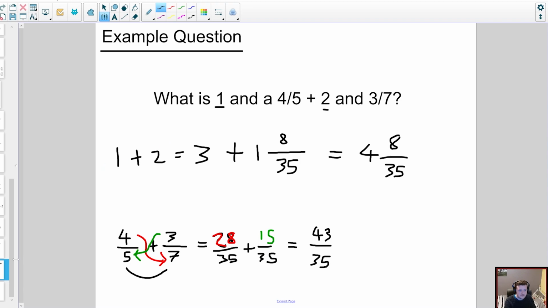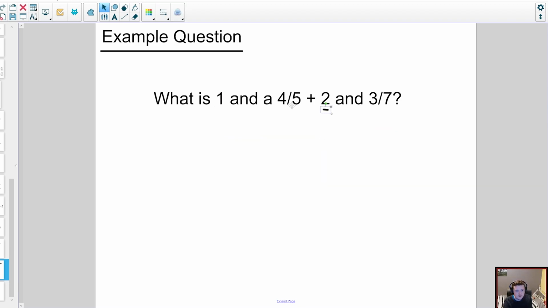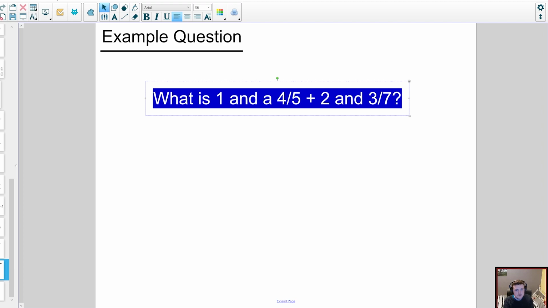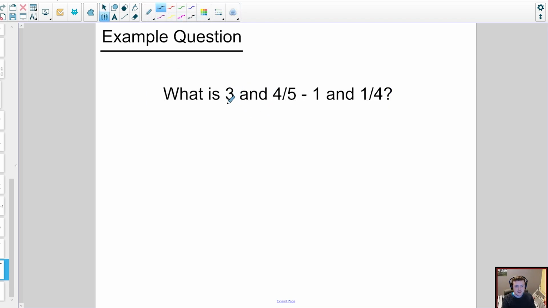Okay, now then, what about if it's a takeaway question? Because the example practice question I'm going to get you to do is the same as a takeaway one, so I want you to get really good at these first, before I throw you into the deep end and you think, what are you talking about? So let's say 3 and 4/5 take away 1 and a quarter, okay? I've changed the numbers around. Again, we're going to start with the whole numbers. So 3 take away 1 is 2. So we're going to have a 2 here.